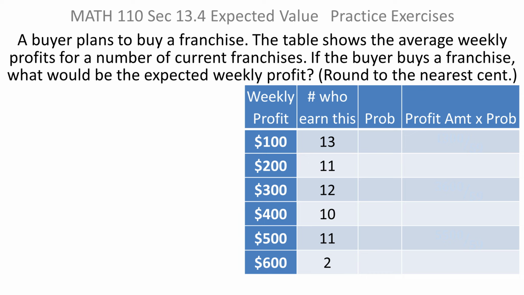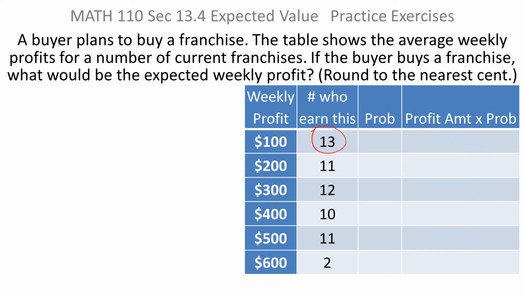A buyer plans to buy a franchise. The table shows the average weekly profits for a number of current franchises. If the buyer buys a franchise, what would be the expected weekly profit? And we want to round our final answer to the nearest cent. Now the table tells us most of what we need to get started.